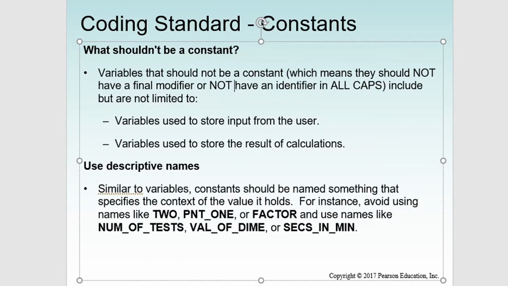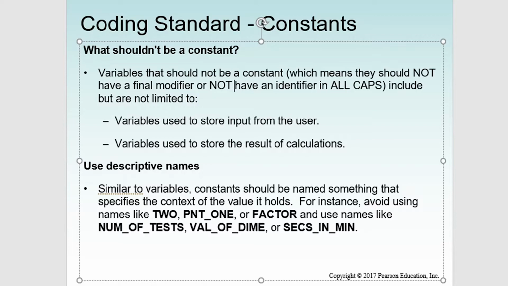It's also important to understand what should not be constant. Variables that should not be a constant, which means they should not have a final modifier or an identifier in all caps, include but are not limited to variables used to store input from the user and variables used to store the result of a calculation.